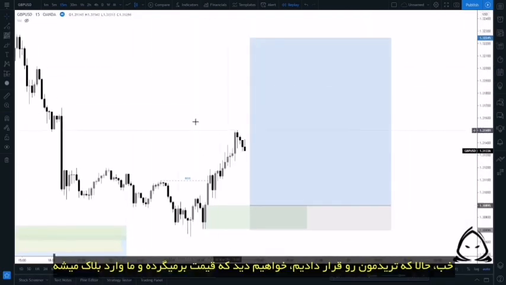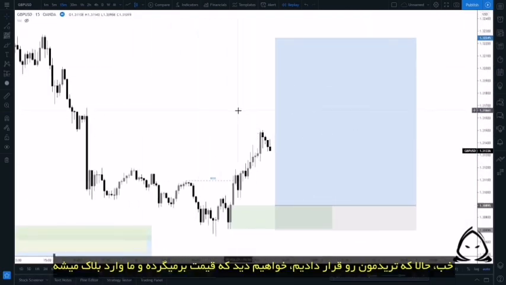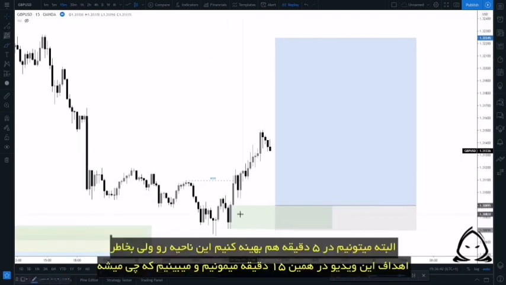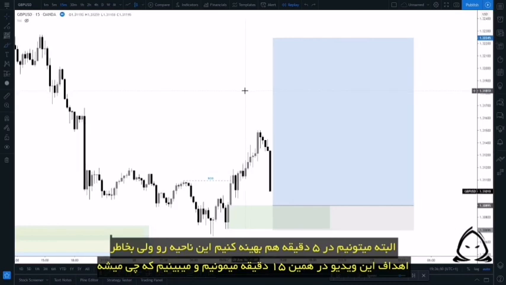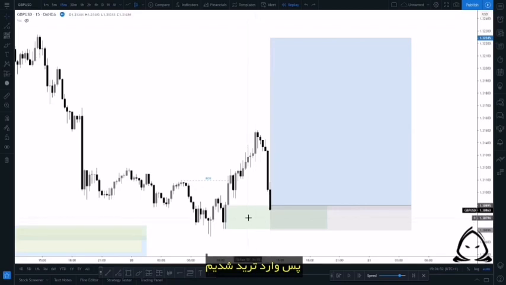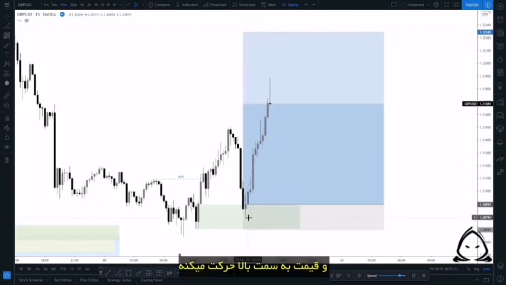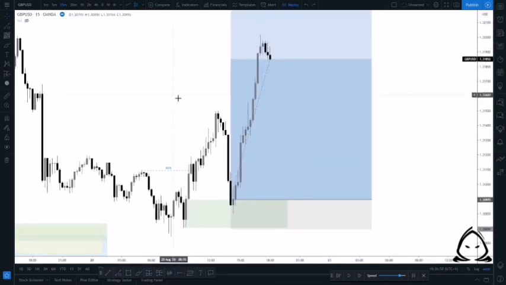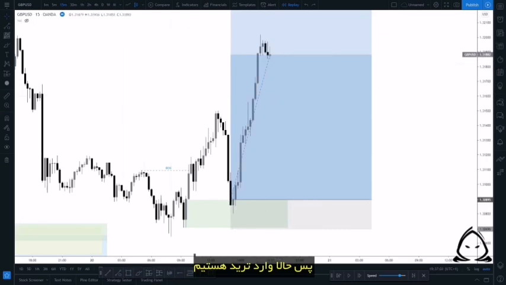Okay, so now that we have our trade set, we will see if price now comes in and taps our block. Of course, we can refine this entry on a 5-minute as well, but for the purposes of this video, we'll stick with the 15 minutes. And we'll see, okay, we get tagged into the trade and price begins moving to the upside. So we're now in this trade.